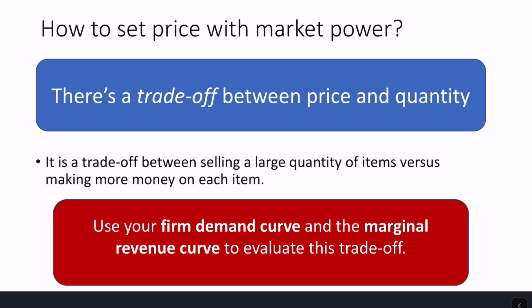All right, in this video, we're going to try to determine how a firm with market power or a monopoly is going to set price and choose quantity to maximize their profits. So the key here with market power is that there's going to be this fundamental trade-off between price and quantity, right? It's a trade-off between selling a large quantity of items versus making a higher price on each item. So we're going to use our firm demand curve and the marginal revenue curve to evaluate this trade-off.